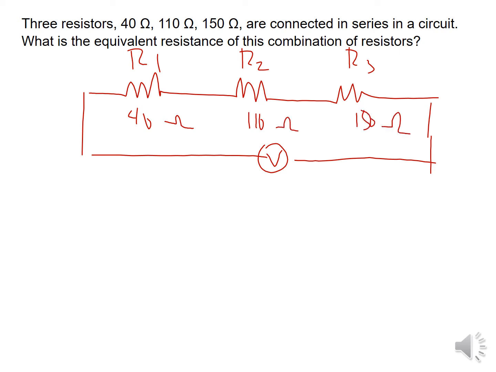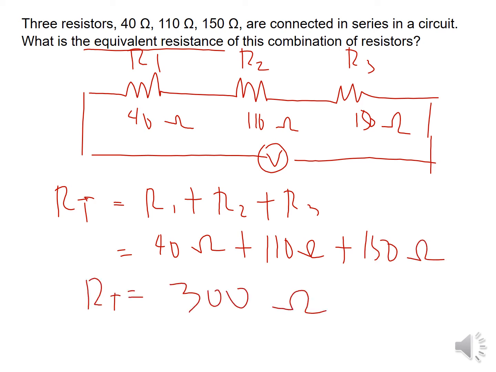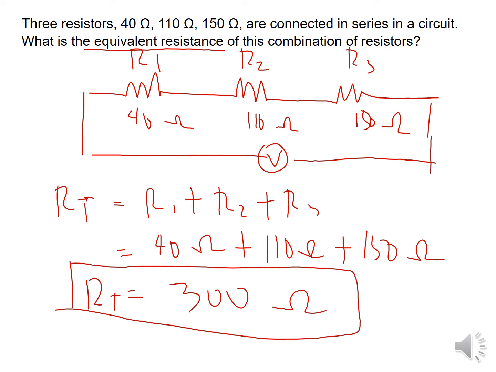We are asked to get the total resistance, R total. Again, this is a series connection, so therefore the formula is R1 plus R2 plus R3. Just get the sum, 40 ohms plus 110 ohms plus 150. This is equal to 300 ohms. The total resistance in this circuit is equal to 300 ohms.